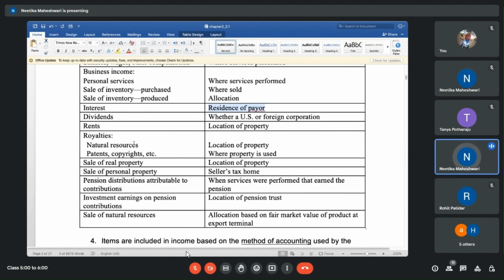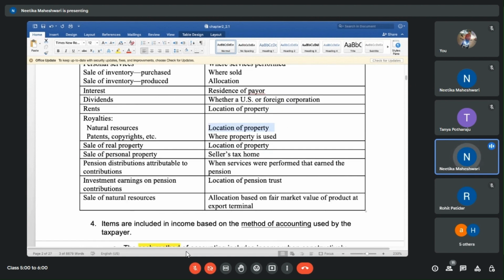Again, for royalties, if there are natural resources, or you have some patent or copyrights, then we have to see where the property is used. If there's mining or some other thing, then we have to see the tangible location of that property. Then any real property. Also, this table will help us understand, when a person is deriving income from one country while staying in another country, how we make sure which country has the right to tax first.